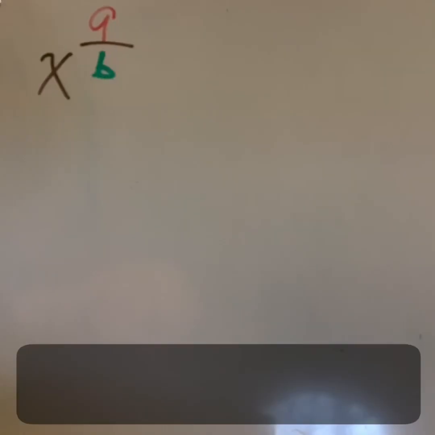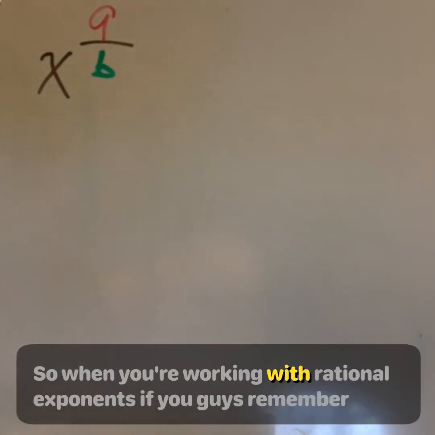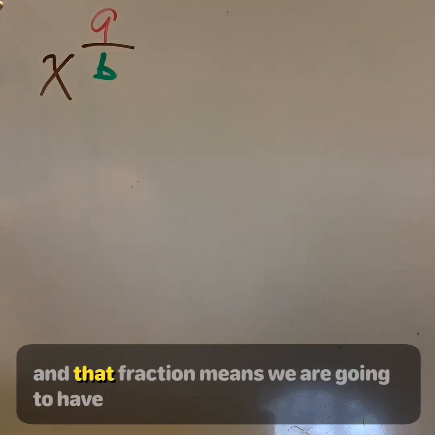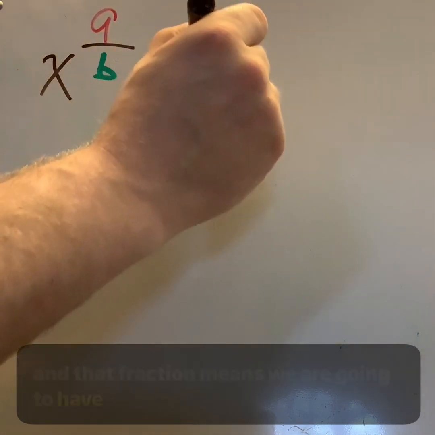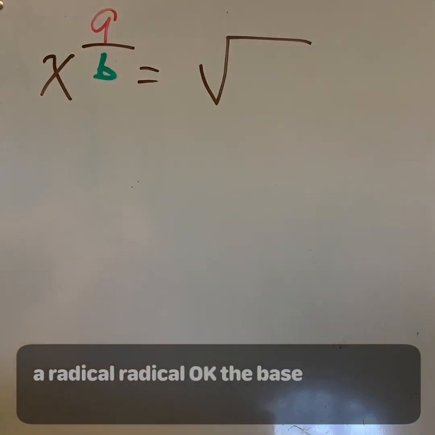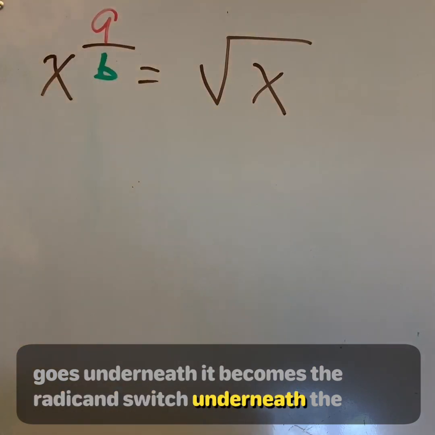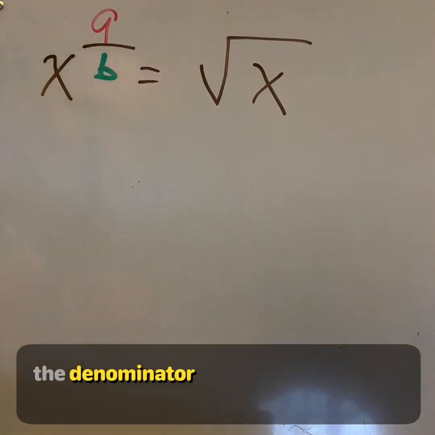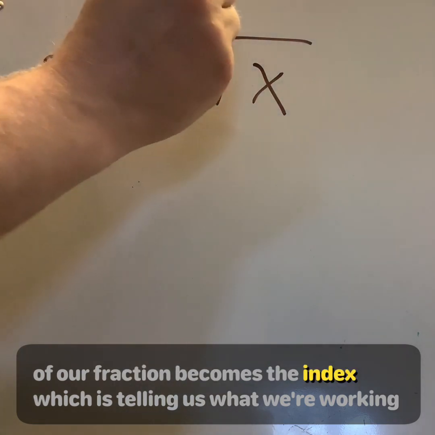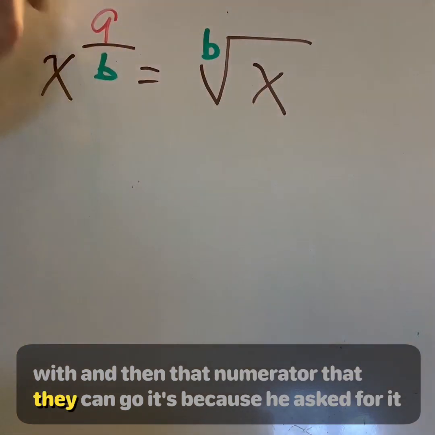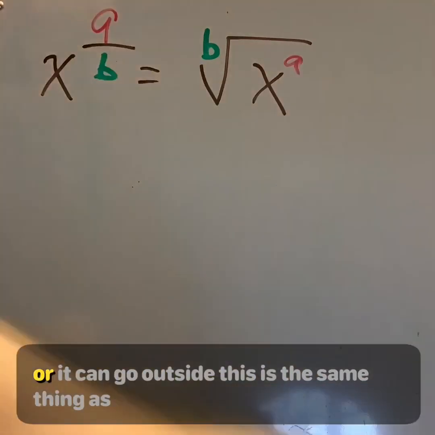Now we'll get into our fractional exponent rules. When you're working with fractional exponents, if you remember, we've got a base of x raised to the power of a over b, then that fraction means we are going to have a radical. The base goes underneath. It becomes the radicand, what's underneath the radical. The denominator of our fraction becomes the index, which tells us what root we're working with. And then that numerator, the a, becomes the exponent. It can go either inside or outside.